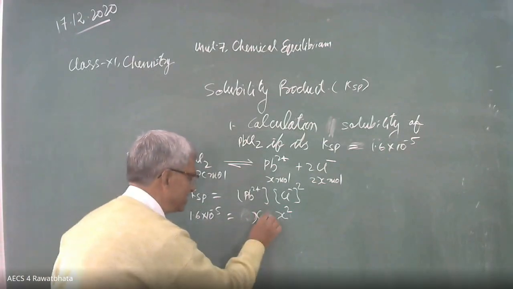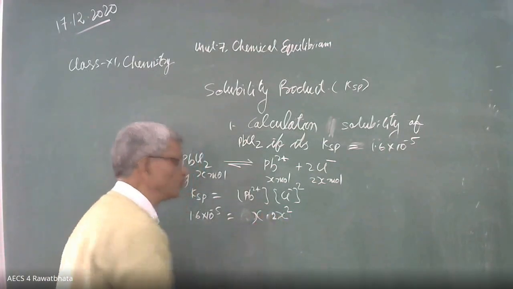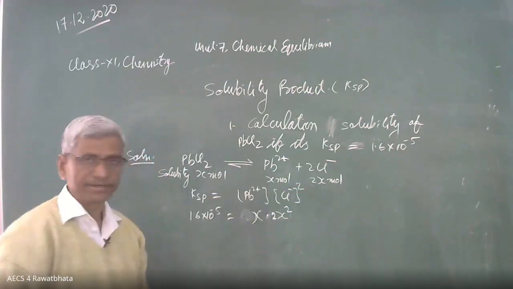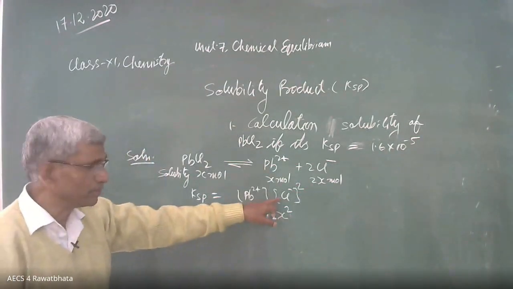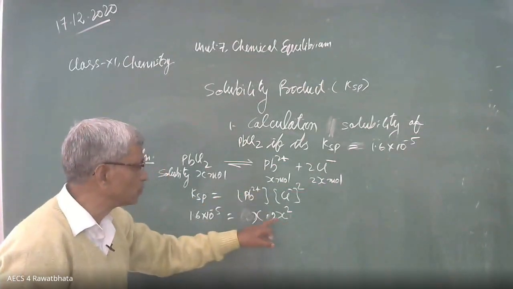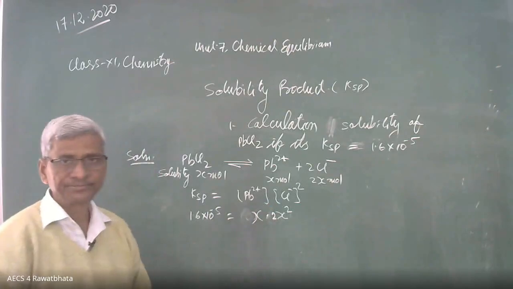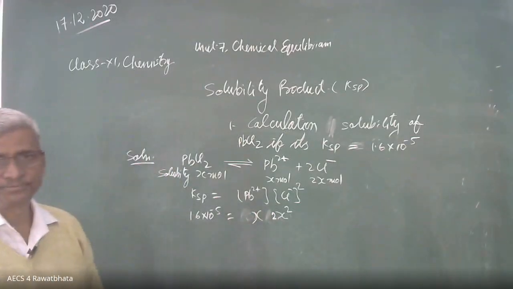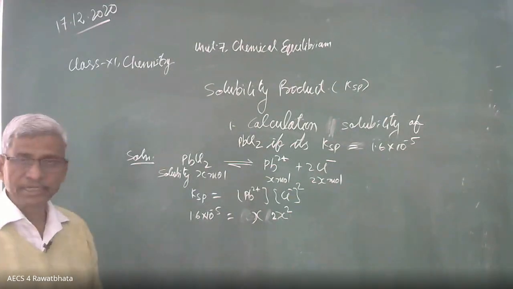It is 2x square, not x square, 2x square. Take care, here the problem comes. The Cl concentration is 2x, that's why it should be 2x as well as square. Okay, is it clear?